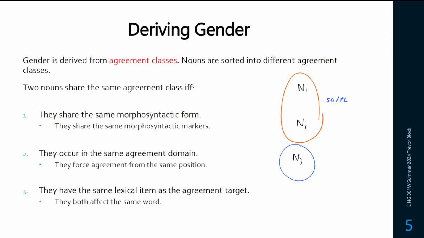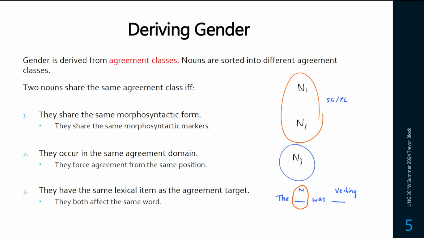They occur in the same agreement domain. So what this means is that if we have something like this, the noun was verbing, and let's say there's a marker that is affected at some point in the verb, then if two nouns are in the same agreement class, they should be occurring in the same position.